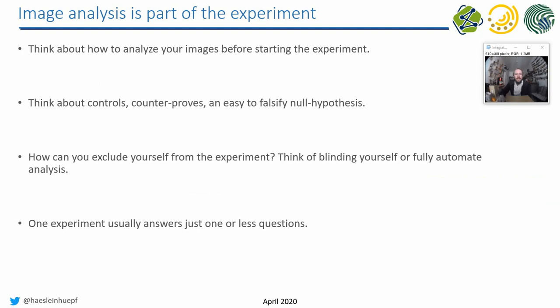So when you set up your experiment, I would always recommend some hints. For example, think about your image analysis before you start the experiment. You should already have a rough idea of how to analyze the images resulting from an experiment before you perform it, or run a test experiment in advance to see if the images which come out are actually analyzable to some degree. Think about controls, think about counterproofs, think about an easy to falsify null hypothesis. We will come back to this later in the statistics part, how to do these things properly.